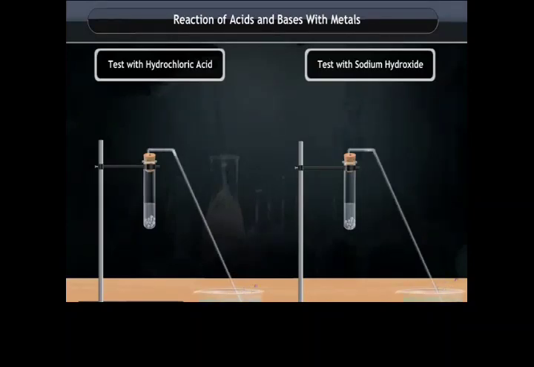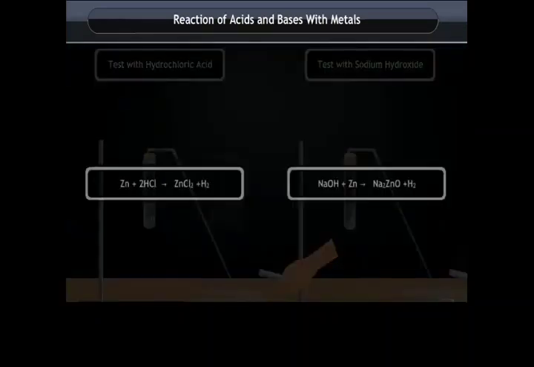Now observe them carefully. You will observe some bubbles. A gas is produced in both the test tubes. The gas evolved passes through the soap solution. Take a burning candle near a gas-filled bubble. Observe it carefully. You will find that a pop sound is produced. From this activity we can conclude that acids and bases react with metals to give hydrogen gas and their corresponding salts.